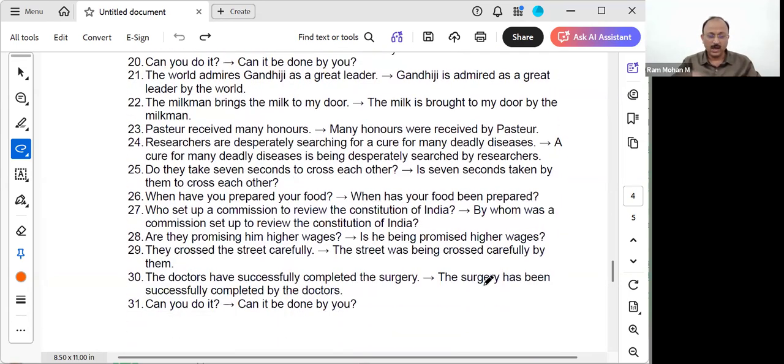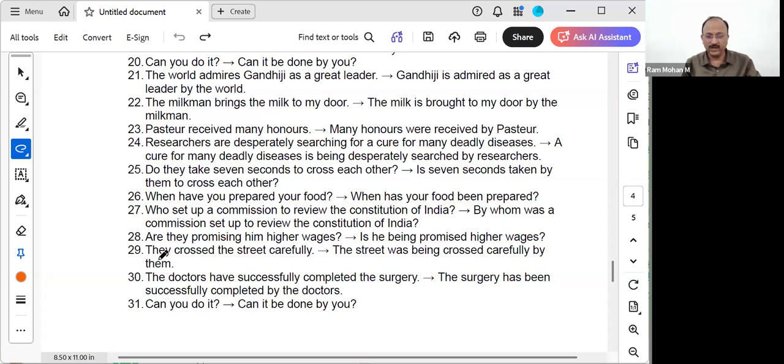So let me take: when have you prepared your food? Have means present perfect. Correct? No? So when it should start: when has. Why has? Because your food we are writing. Your food is third person singular. So when has your food been prepared? Correct? No? Have means have been will come. When has your food been prepared? Okay. So these are the examples.